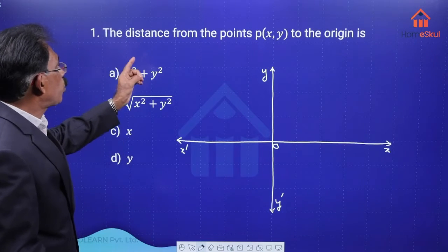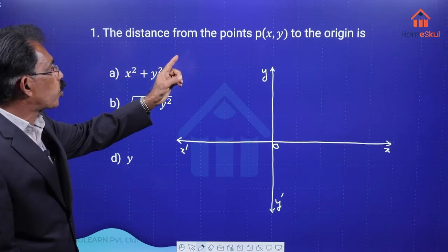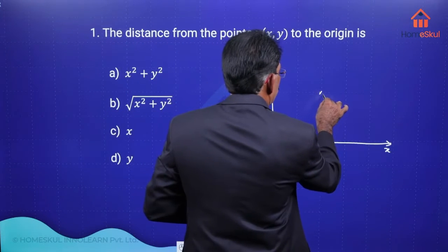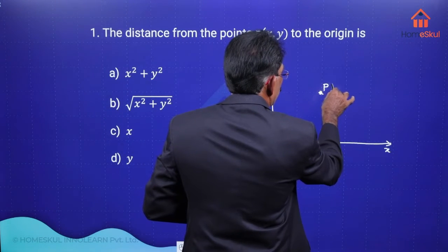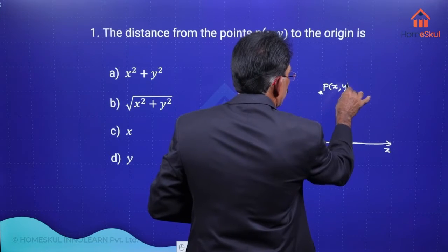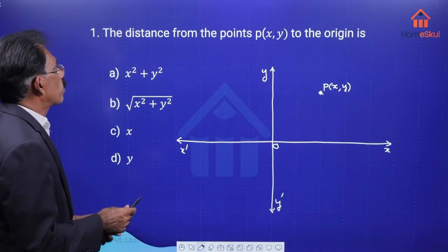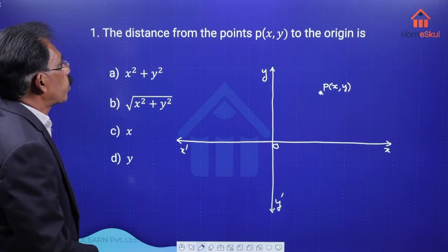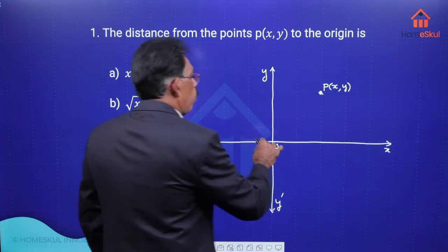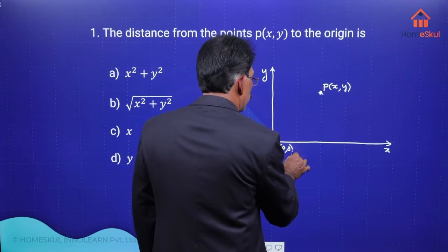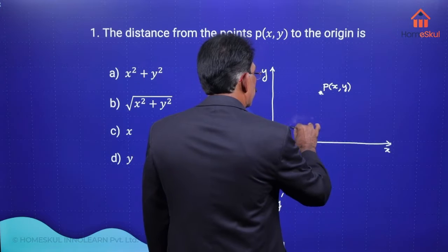So here, the distance from the point P(x, y) to the origin. Suppose P is here, P(x, y). The question is about the origin. The origin is (0, 0). What is this distance?